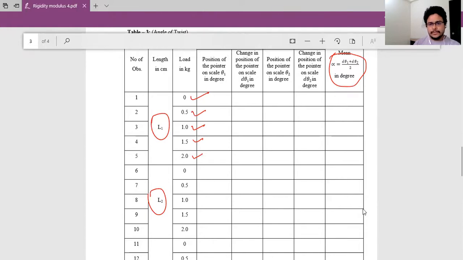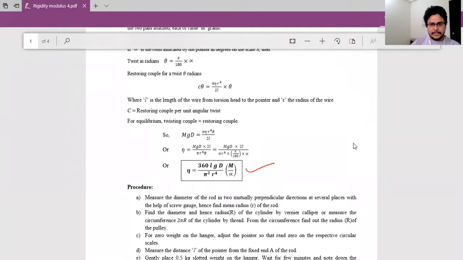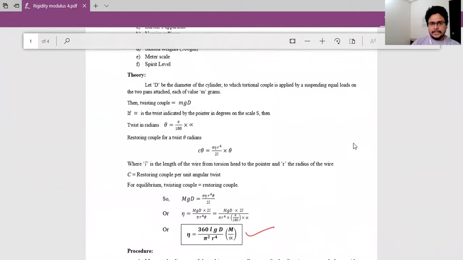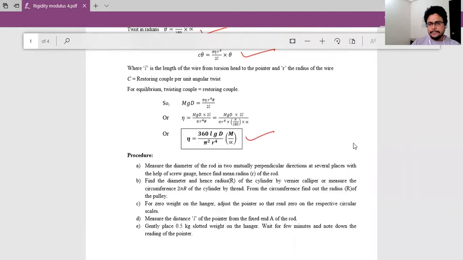Once you are aware of this mean value alpha, the theory gives you the relationship: eta is equal to 360 L g D, capital D, divided by pi squared r to the fourth, times m by alpha. What are all these things you need to explore? Capital D is the diameter of the cylinder, you can see. The torsional couple we applied using the two pans with equal loads, so we determined the twisting couple, then the twist in radians, theta. Then we wrote the restoring couple, and finally using all these we got the rigidity modulus to be this.